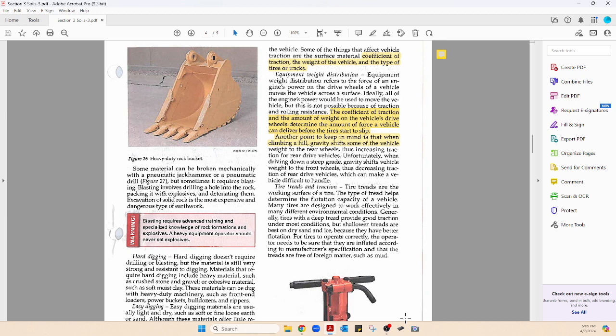So your sums of forces have to be zero in static. So that's it about coefficient. I'm not going to look it up, but do like I do: look it up, don't make it up. Look up tire treads and traction.